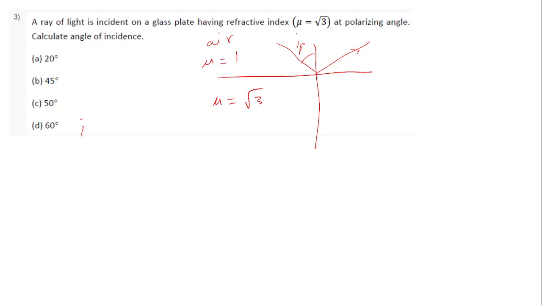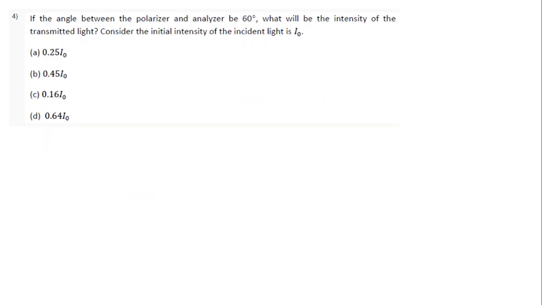We know it's hitting at the polarizing angle, and the relation between polarizing angle and refractive index is given by this. Now tan inverse root 3, where root 3 means 1.73. Tan inverse root 3 is actually 60 degrees. So the polarizing angle or the incident angle is 60 degrees. That is option B. So these are very quick questions based on the formula that we have to keep in mind.